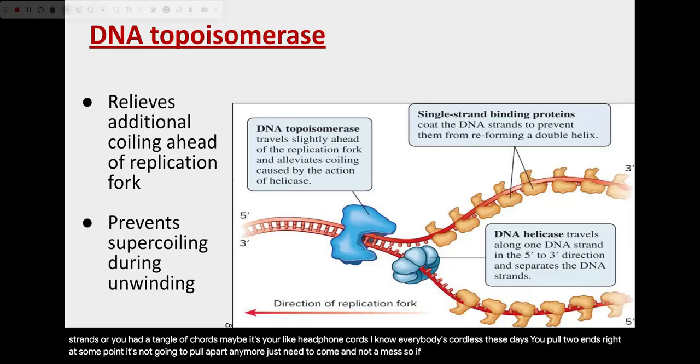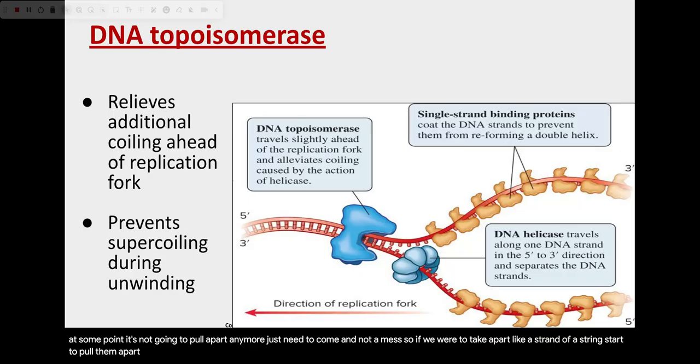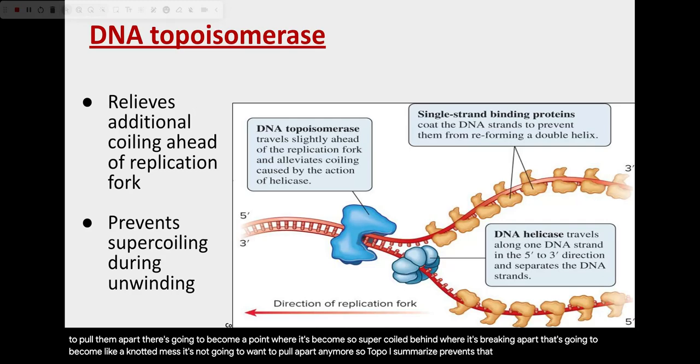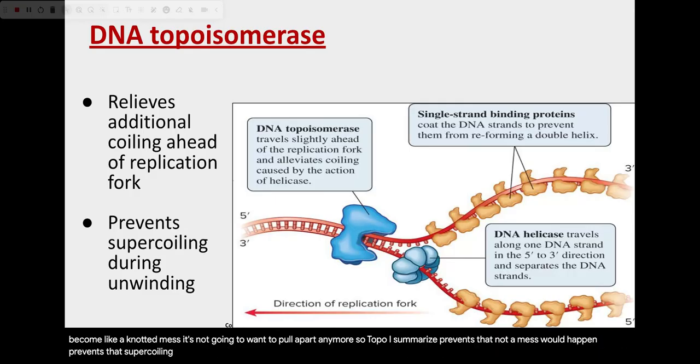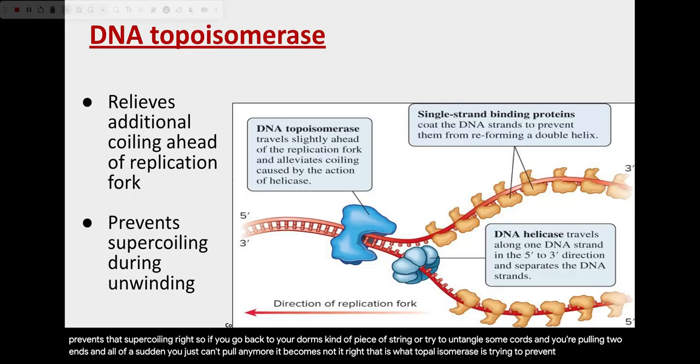If we take the strands of a string and start to pull them apart, there's going to be a point where it becomes so supercoiled behind where it's breaking apart that it becomes a knotted mess. It's not going to want to pull apart anymore. So topoisomerase prevents that knotted mess from happening, prevents that supercoiling. If you go back to your dorms, find a piece of string, or try to untangle some cords, and you're pulling two ends and all of a sudden you just can't pull anymore, it becomes knotted, that is what topoisomerase is trying to prevent, because that's supercoiling.